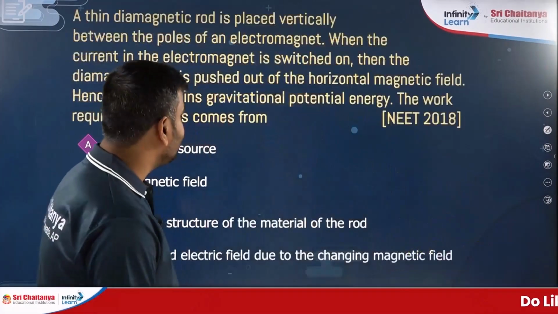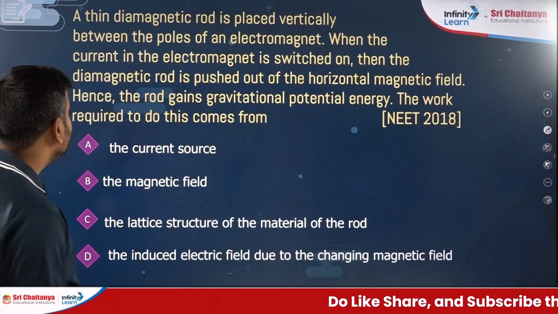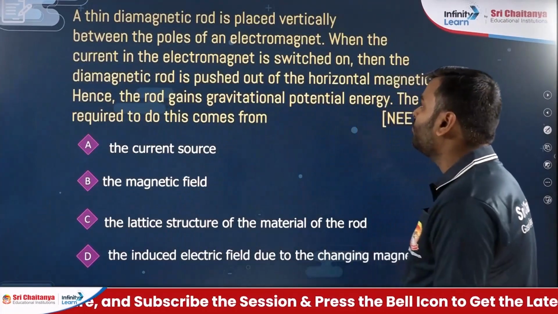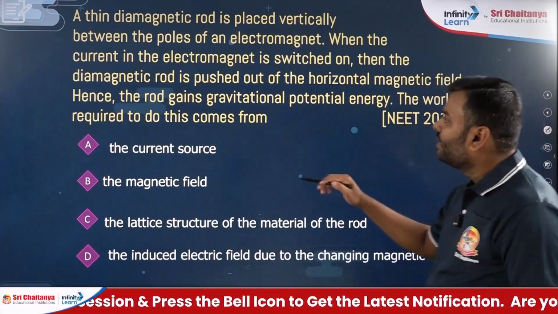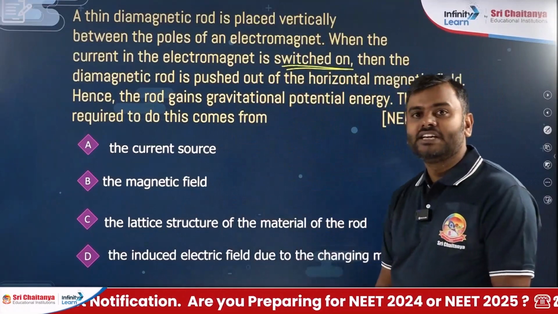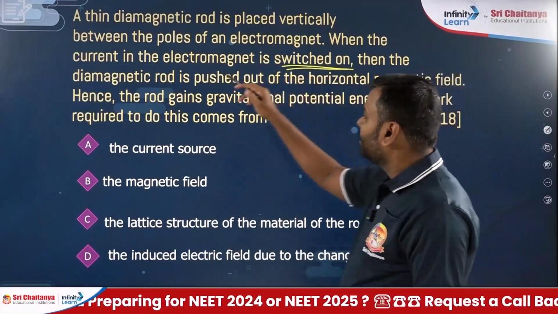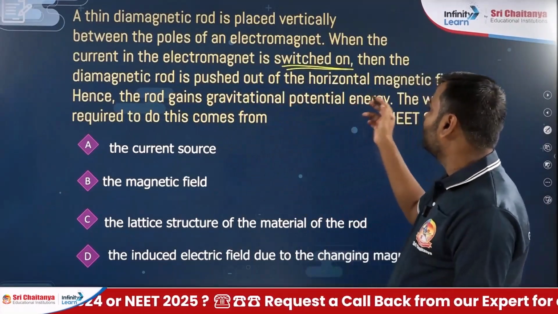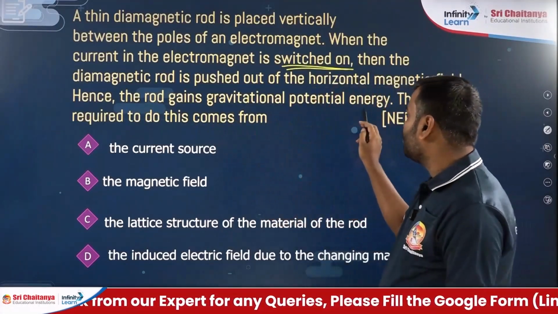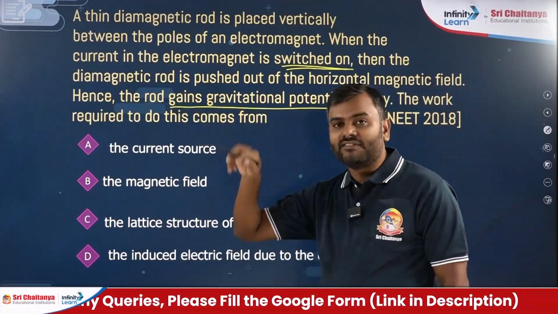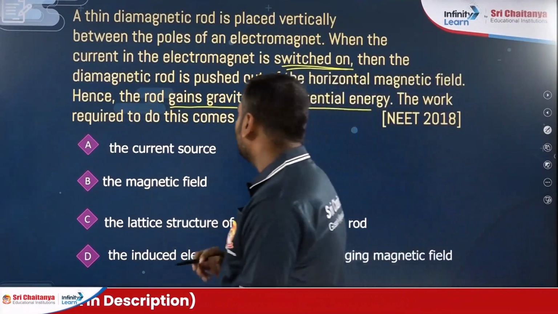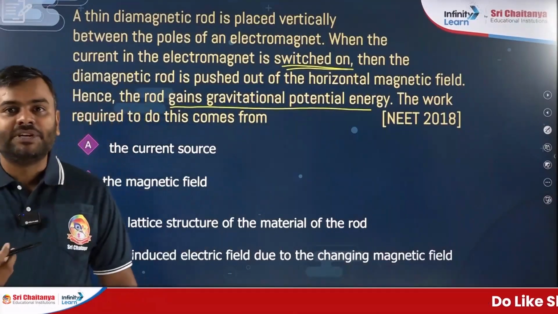So now the next question which we have is: a thin diamagnetic rod is placed vertically between the poles of an electromagnet. When current in the electromagnet is switched on, the diamagnetic rod is pushed out of the horizontal magnetic field. Hence, the rod gains gravitational potential energy. The work required to do this comes from basically what?